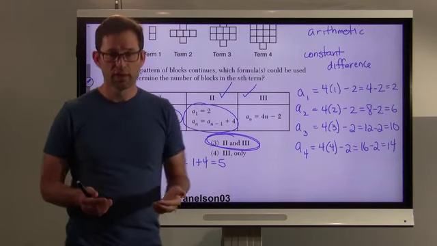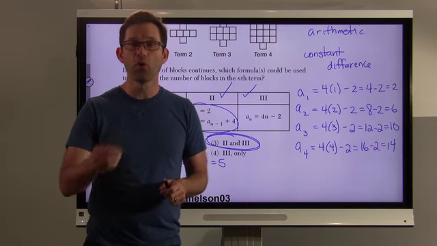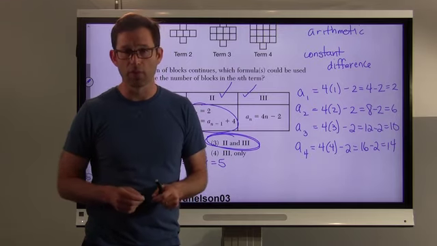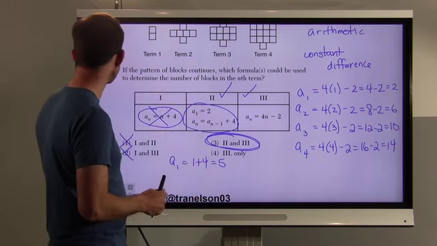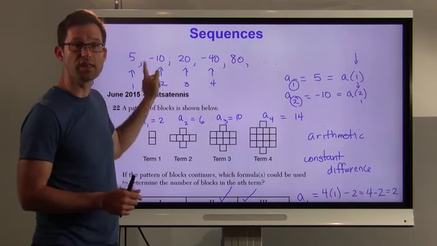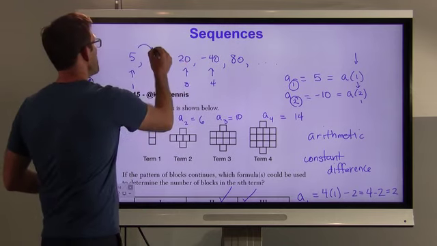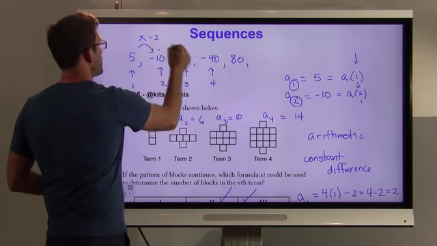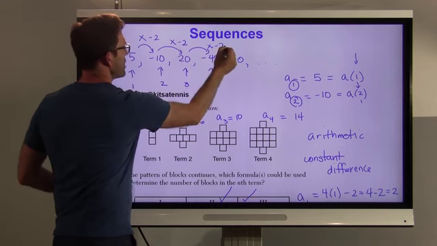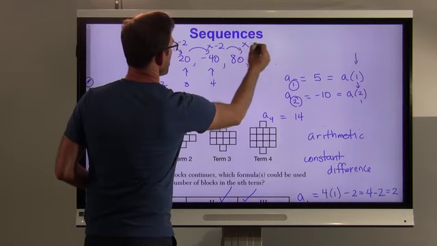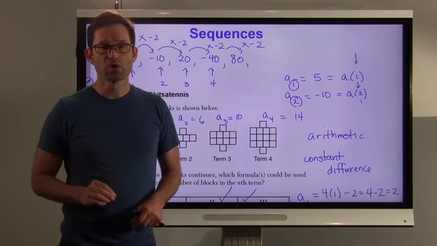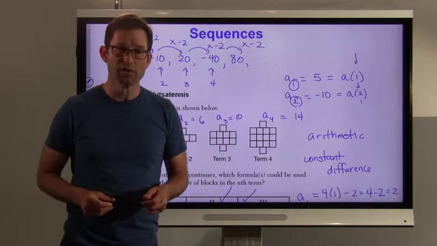With geometric sequences, what you're doing is you're either multiplying or dividing by the same amount each time to get to the next term. That's all you're doing. So for instance, all the way back up here, this is actually a geometric sequence, because each time I'm multiplying by negative 2. And if that sounds a lot like an exponential function, then you're right. Exponential functions and geometric sequences behave very similarly. Linear functions and arithmetic sequences behave very similarly.